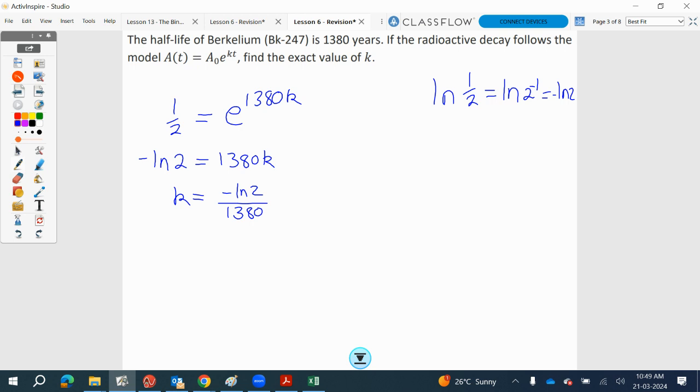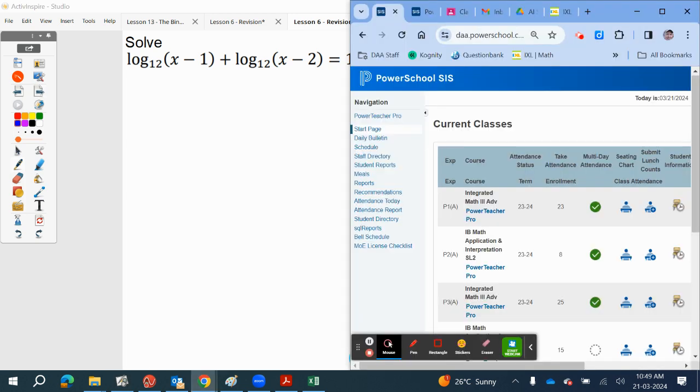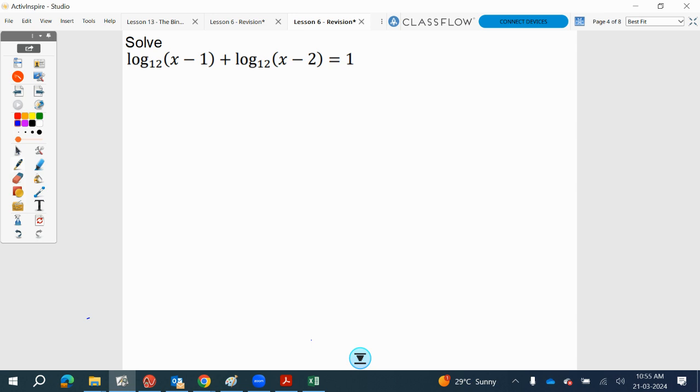Okay, let's have a go at this next question. So here on this one, we can use the product property of logs to begin with to write this as log base 12 of x minus 1 times x minus 2. And we can see at this point, we've got to get rid of the log base 12.